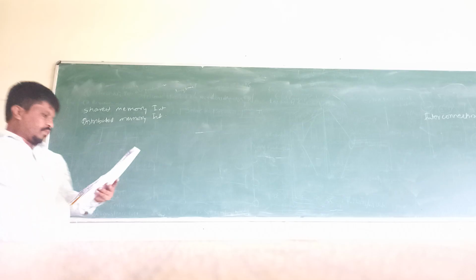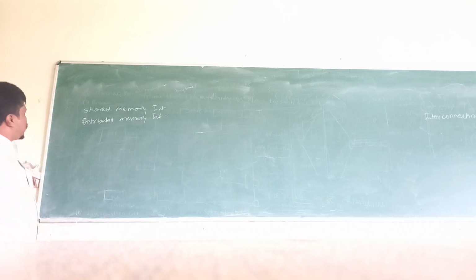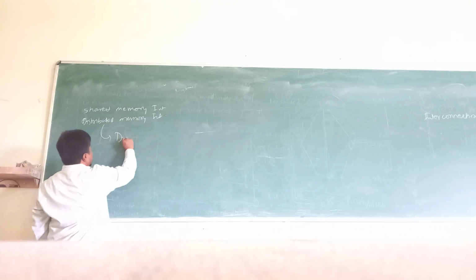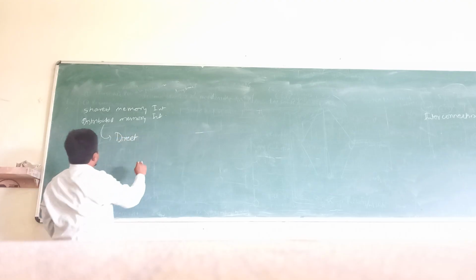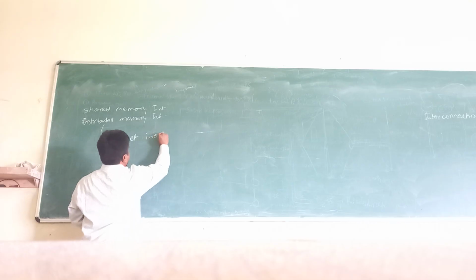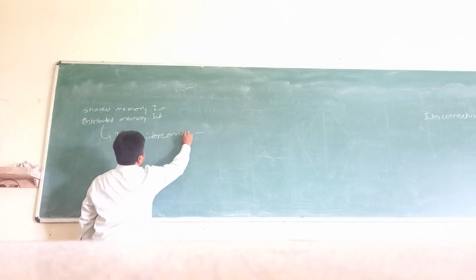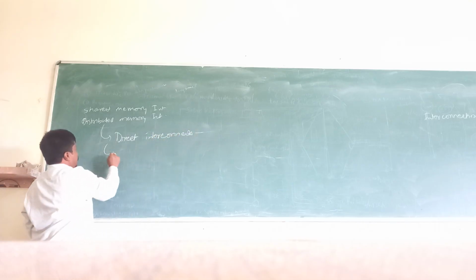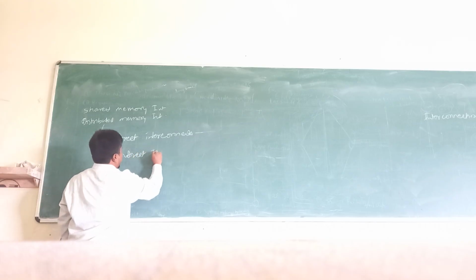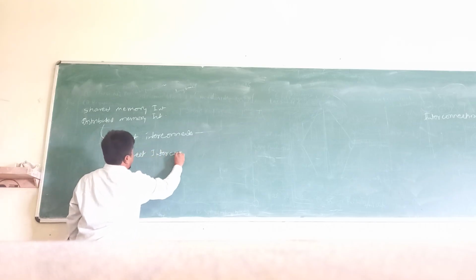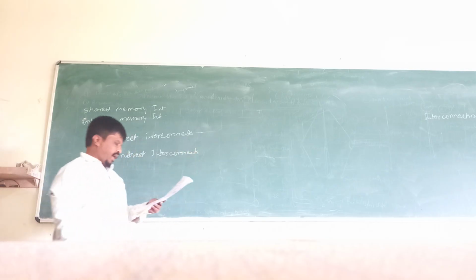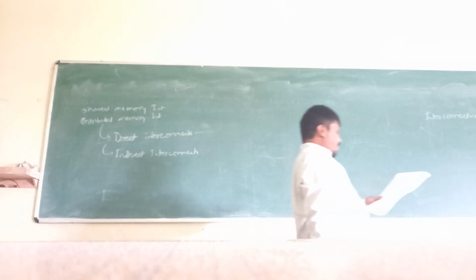Okay, in the distributed memory connections usually we have two types. One is direct interconnects, and the next one is indirect interconnections. Indirect interconnects. Okay, in the direct interconnects usually we'll do the switch.